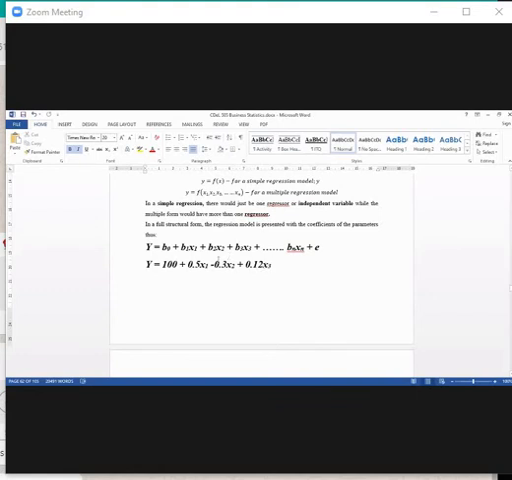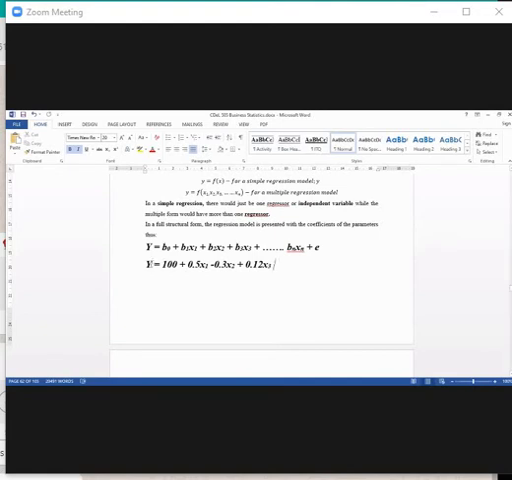So that's why your preoccupation is not to look for x1, x2, x3. Your preoccupation is to look for beta 0, beta 1, beta 2, beta 3. You have to look for the coefficient. That's the coefficient. Okay, now from here you can also decode the kind of relationship between x1 and y.